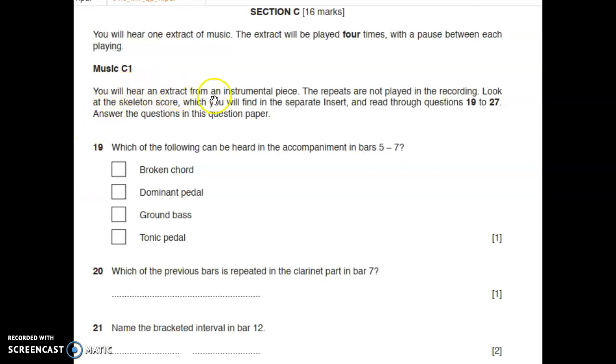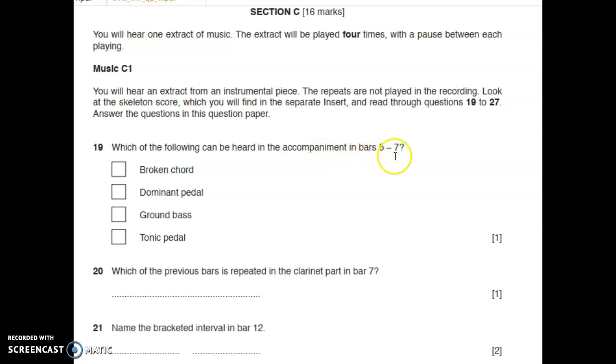You will hear an extract from an instrumental piece. The repeats are not played in the recording. Look at the skeleton score, which you will find in the separate insert, and read through the questions 19 to 27. Answer the questions in this question paper. Which of the following can be heard in the accompaniment?